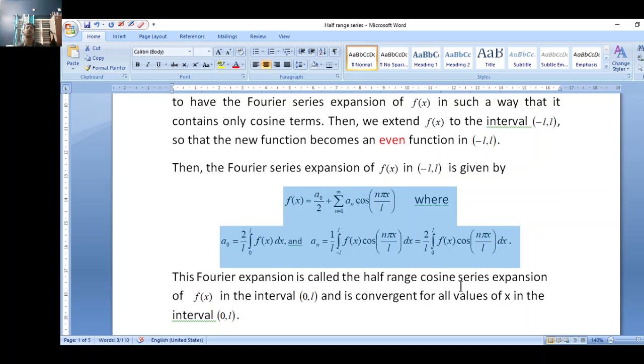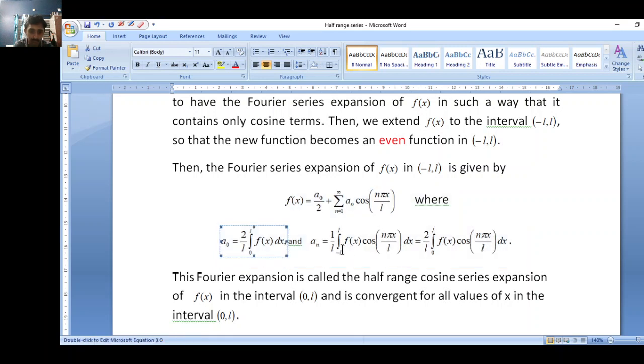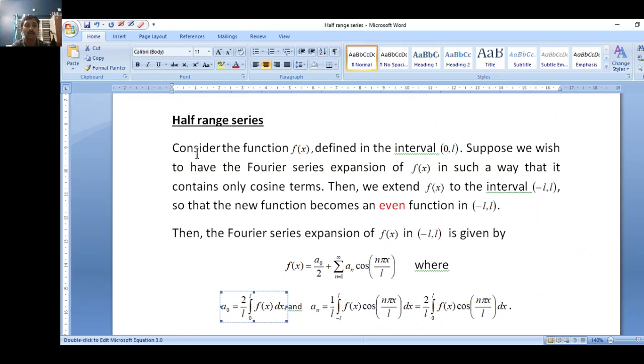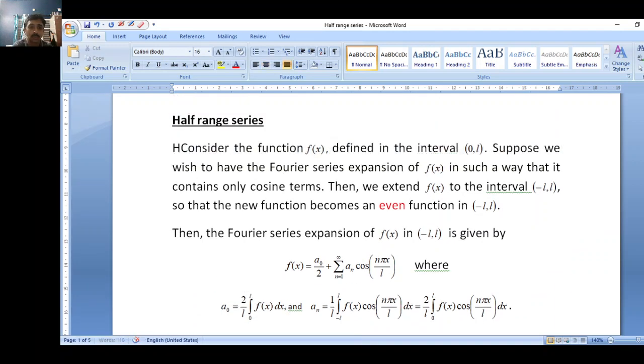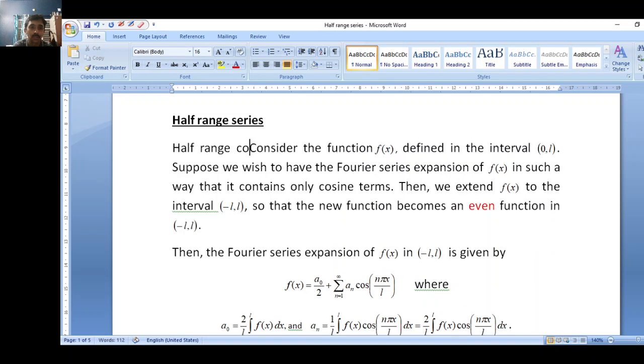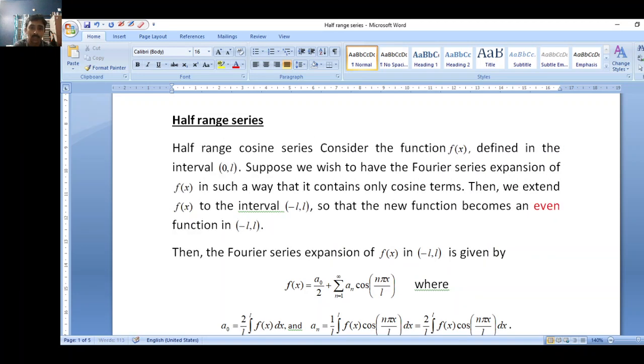So what exactly are we supposed to do? We will simply have to write f of x in terms of a0 and an, and particularly a0 and an correspondingly are defined only in the interval 0 comma L. So we are going to get a0 as 2 by L integral 0 to L f of x dx, and an to be 2 by L integral 0 to L f of x cos n pi x by L dx. So this is what is called the half range cosine series expansion, as discussed just now.